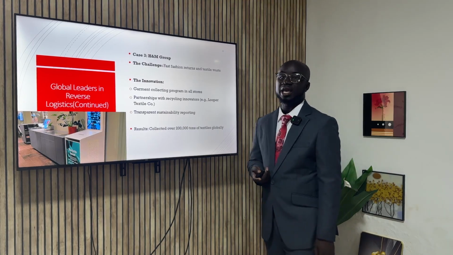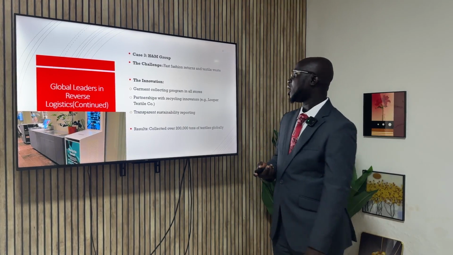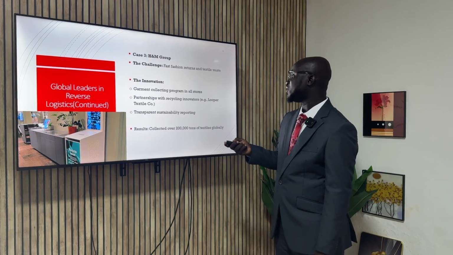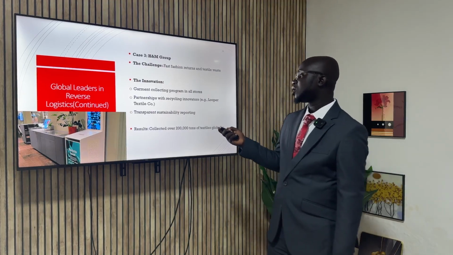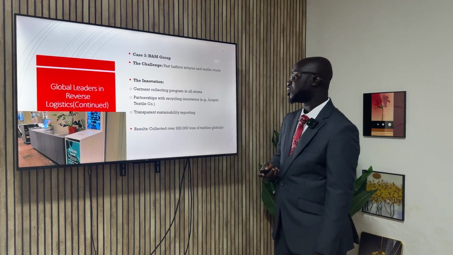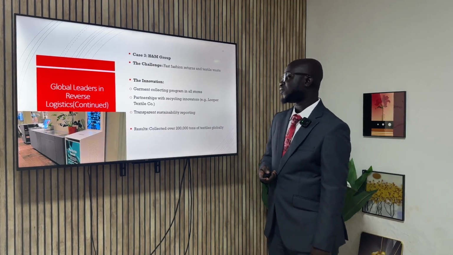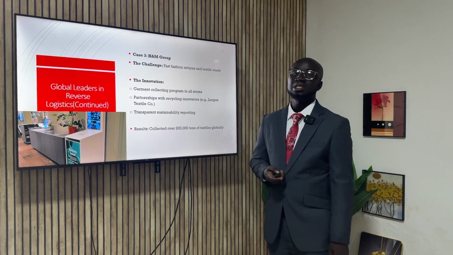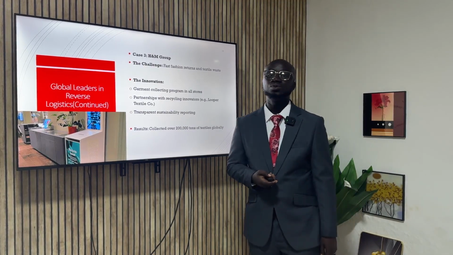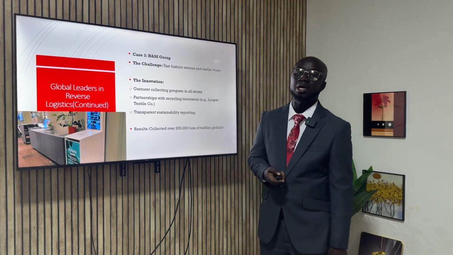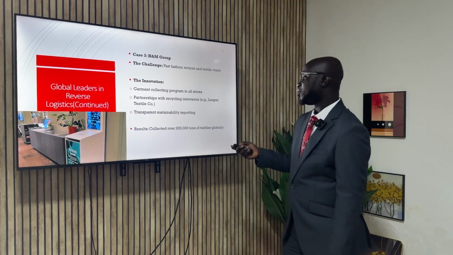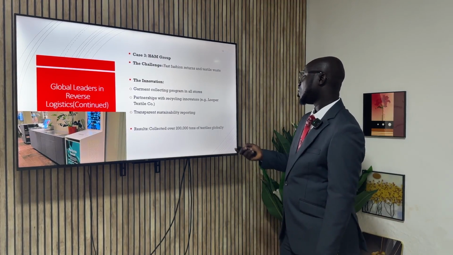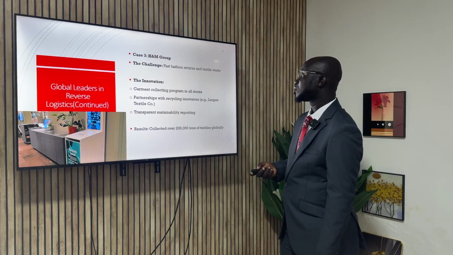So they have a garment collection point in all stores, and they partner with recycling innovators, for example the Lupa Texas company. There is also more transparent sustainability reporting. It is not as if they are hiding behind cameras to claim sustainability while doing otherwise. And they have collected over 200,000 tons of textiles globally.